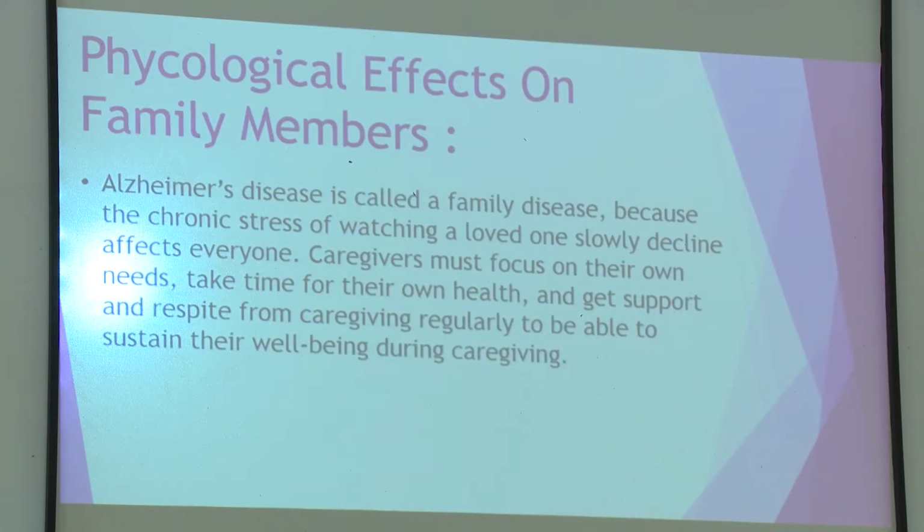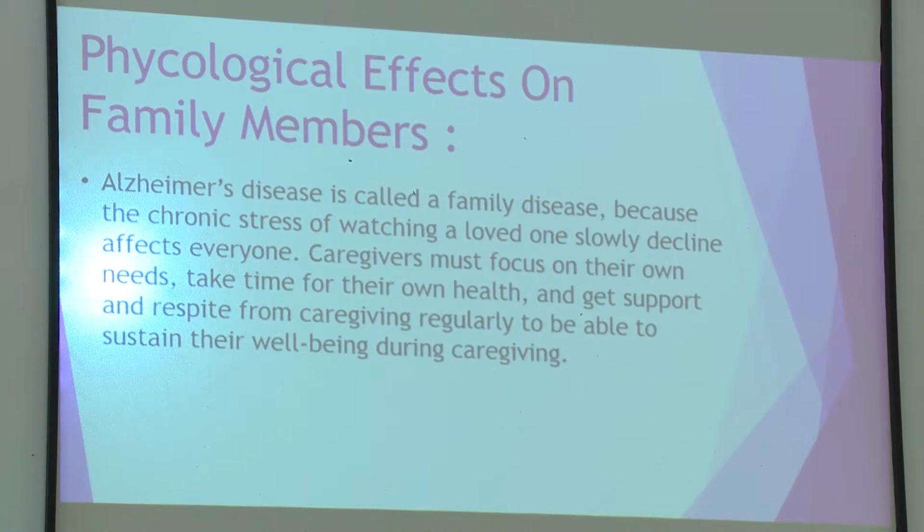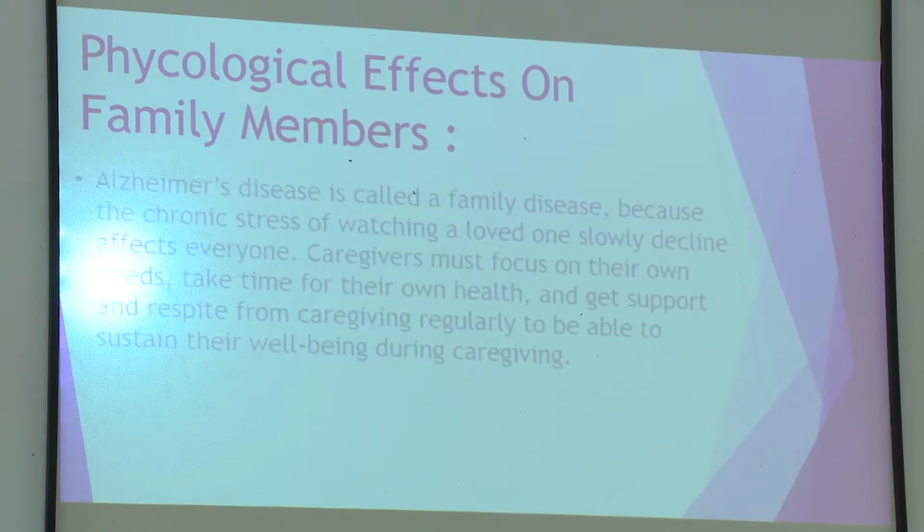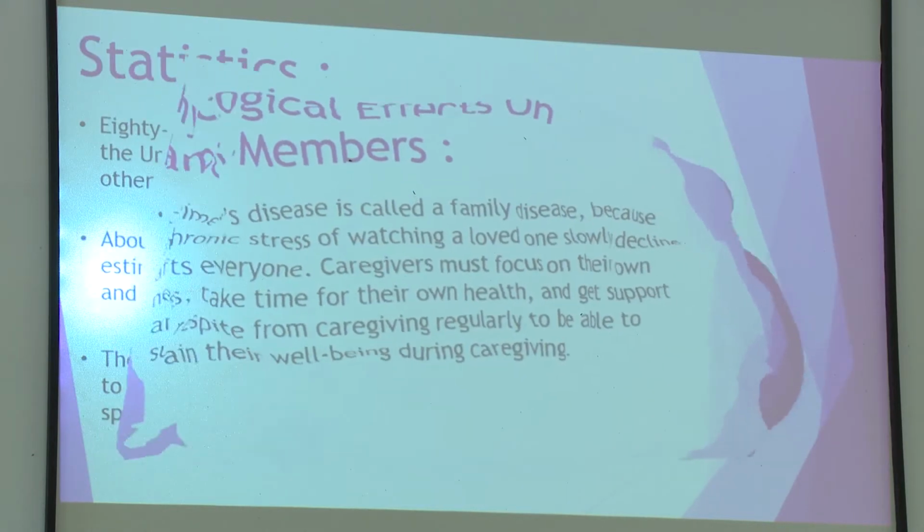Now switching gears to the psychological effects on the family members. Alzheimer's disease is called a family disease because the chronic stress of watching a loved one slowly decline affects everyone. Caregivers must focus on their own needs, take time for their own health, and get the support and respite from caregiving regularly to be able to sustain their well-being during caregiving. Some statistics.